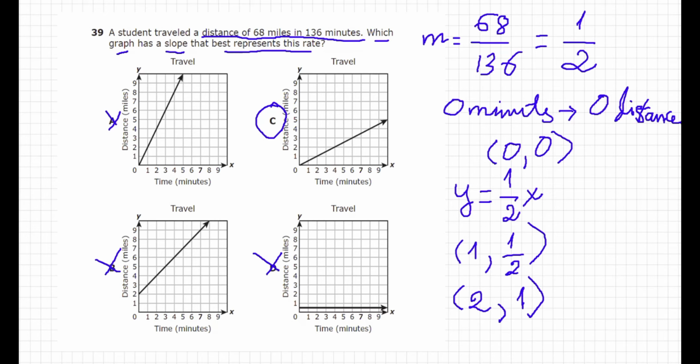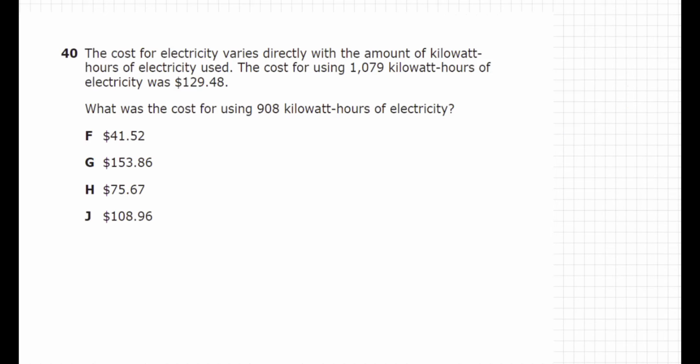Question number 40. The cost for electricity varies directly with the amount of kilowatt hours of electricity used. The cost for using 1,079 kilowatt hours of electricity was $129.48. What was the cost for using 908 kilowatt hours of electricity?